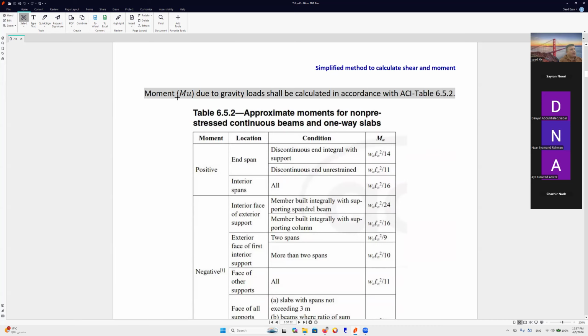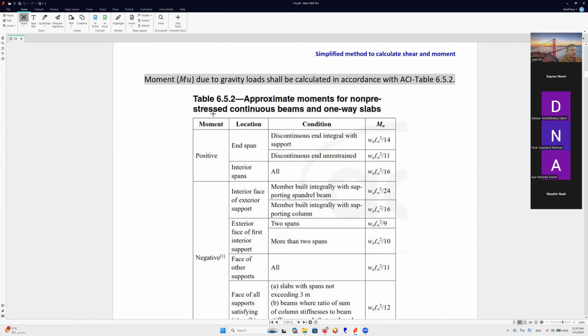6.5.2. Now, the moment Mu due to gravity loads shall be calculated in accordance with this code, ACI. So here we have the continuous beams and one-way slabs. If we have positive and negative, what does negative mean, what does positive mean? For example, here we have a support, here we have a support. At the support, we have the negative moments, okay? At the middle, at this part, we have positive. Here we have positive, okay?